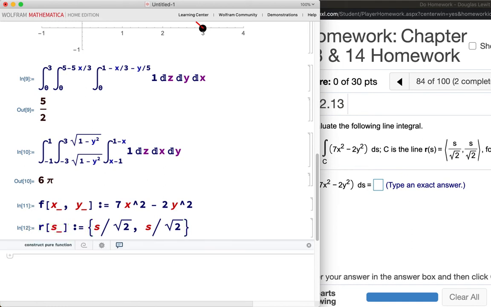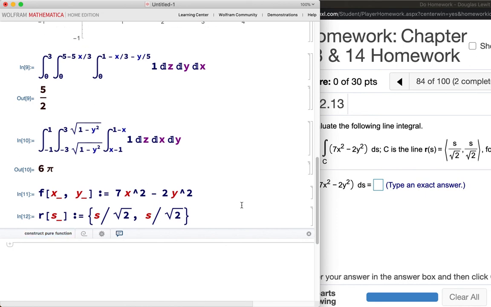Okay, so that looks pretty simple. What I have to do is, instead of x, use the first component of r of s, and instead of y, use the second component of r of s. For this problem it's kind of easy because, if we look at the x component and the y component of r of s, both components are actually the same, which makes the problem a little bit easier.